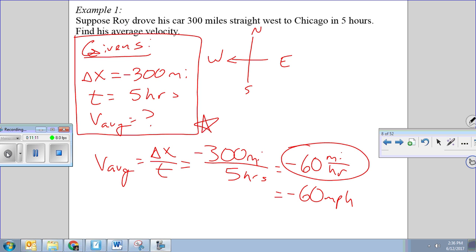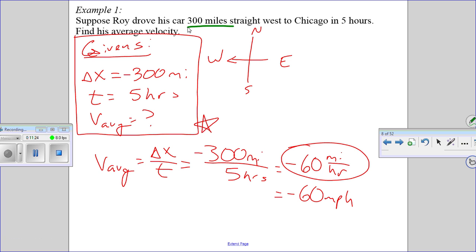Sorry, I lied. One other real quick thing. I jumped back to example number 1 here. I went back and looked at the learning targets and realized there was one thing I didn't talk about here: the difference between average and instantaneous velocity. So in this example, it says, Roy drove his car 300 miles to Chicago in 5 hours. We found his average velocity. Turns out to be 60 miles an hour, right?